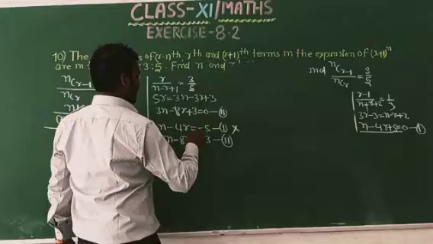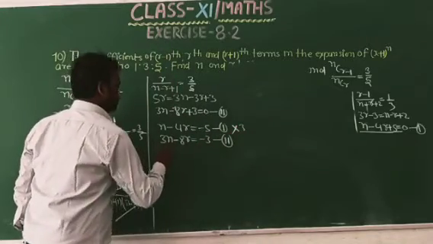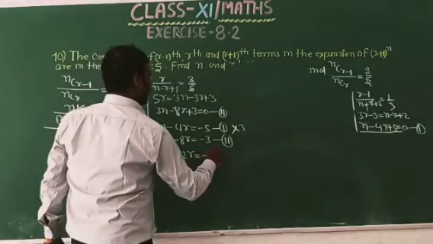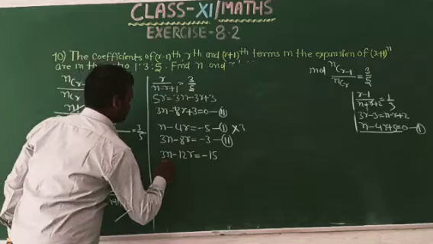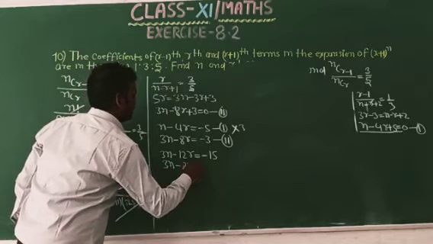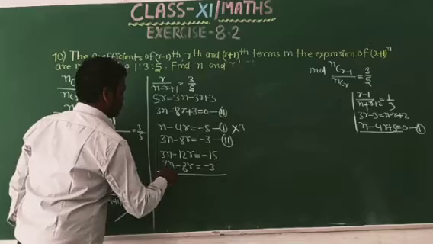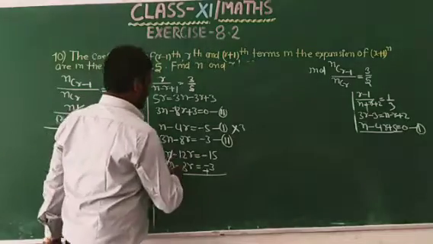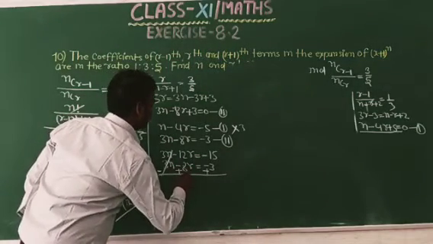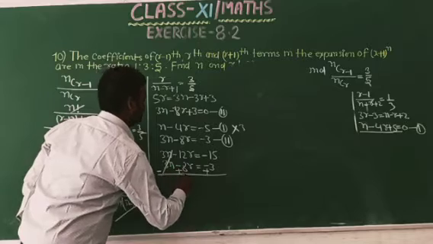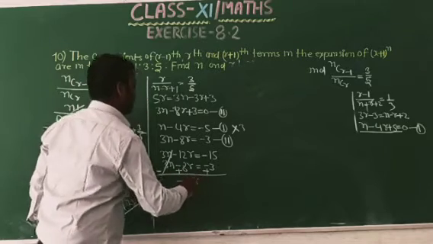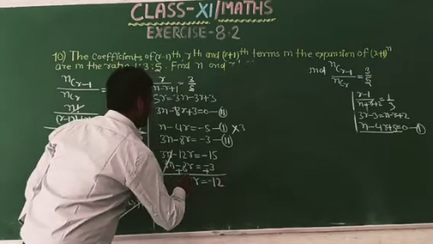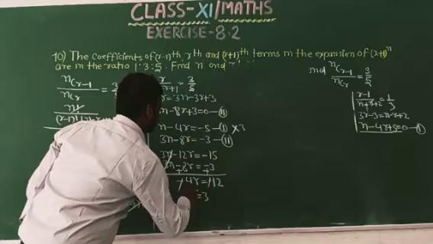Now equation 1 multiply by 3. So this is 3n minus 12r equal to minus 15 and 3n minus 8r equal to minus 3. So subtracting, 3n cancels out and minus 12r plus 8r, which is equal to minus 4r, equal to minus 12, and r equal to 3.